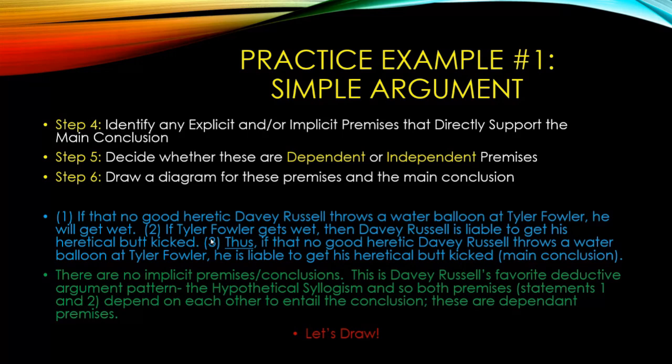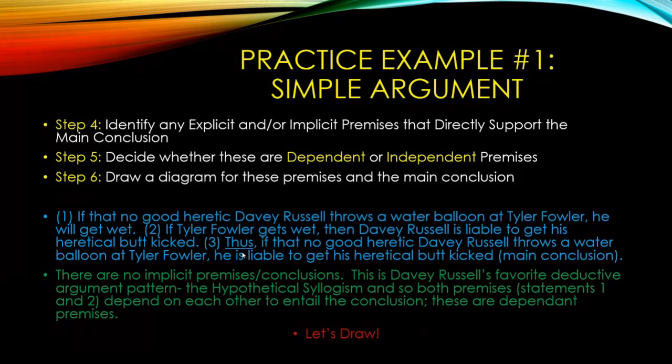And in this case, they're all explicitly stated. All the premises and conclusions are stated. There are no implicit premises needed that are directly supporting the main conclusion. And with step 5, we've determined that 1 and 2 together are sufficient. They are dependent premises to entail the truth of statement 3, which is the main conclusion. There are no independent premises in this argument.